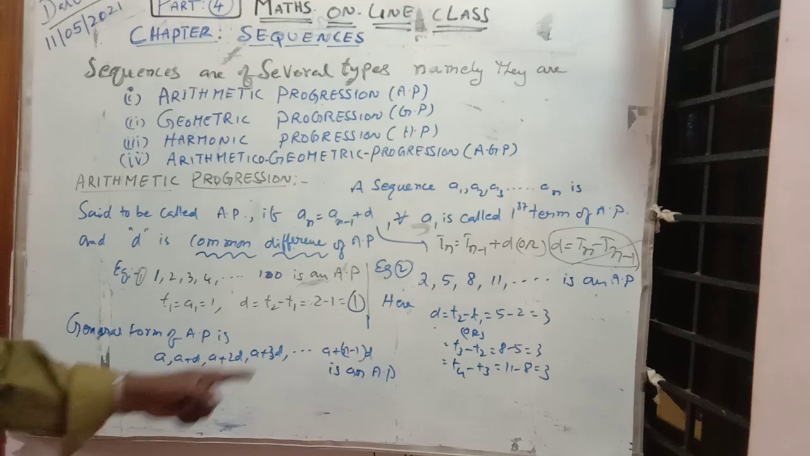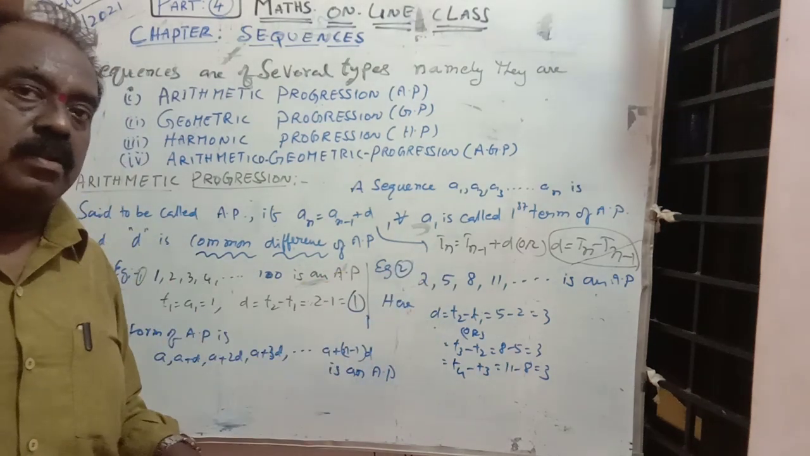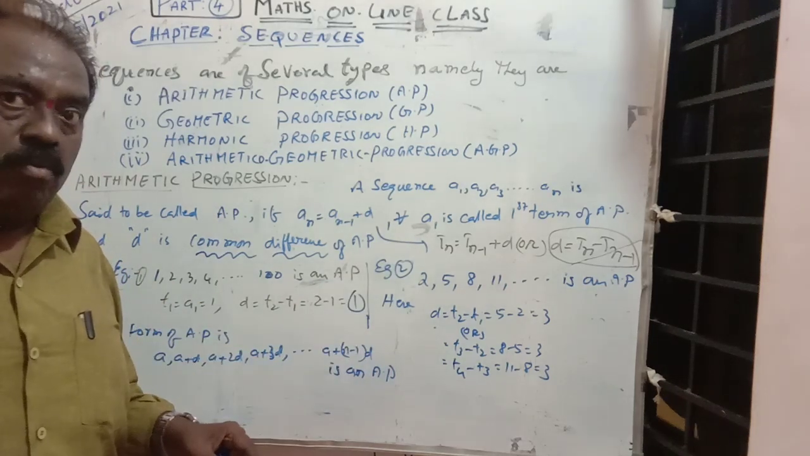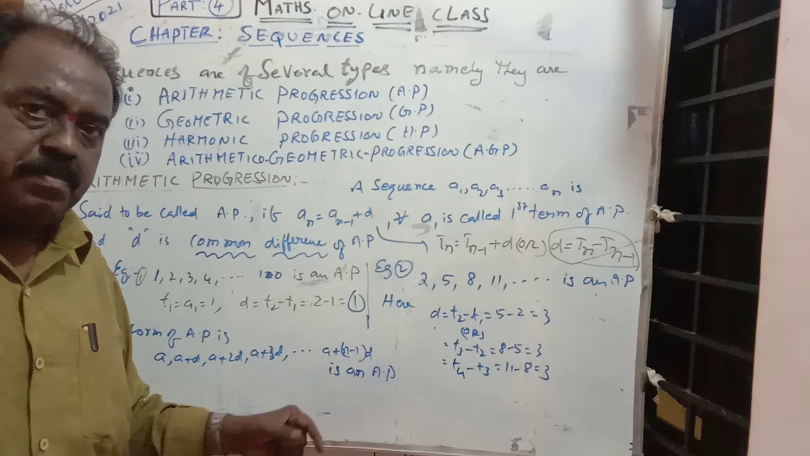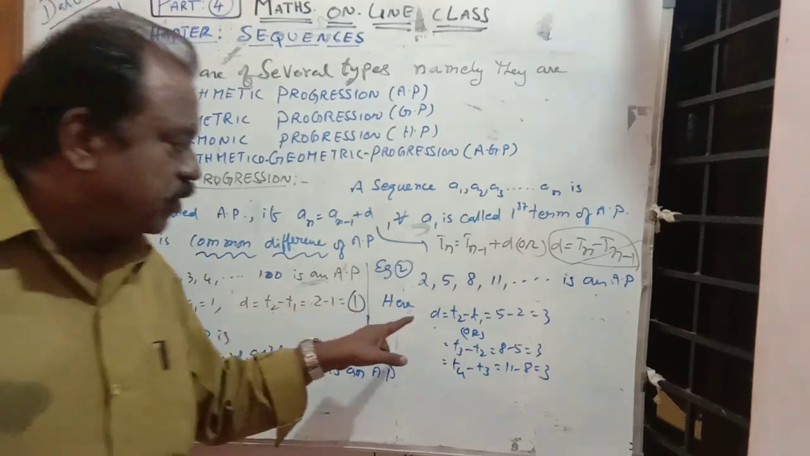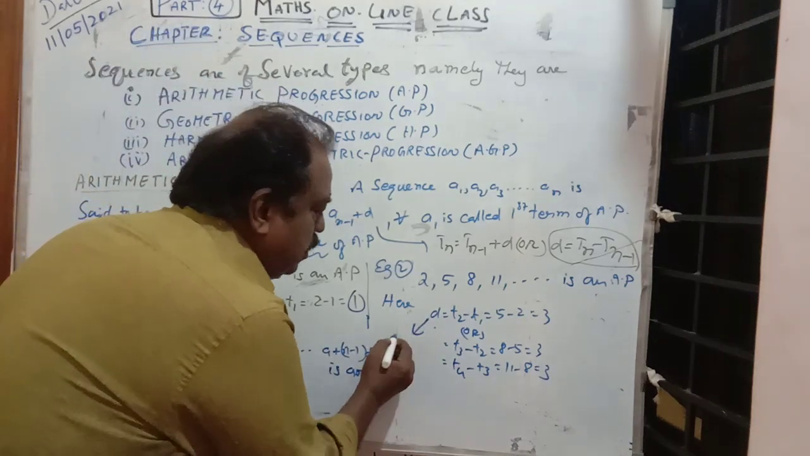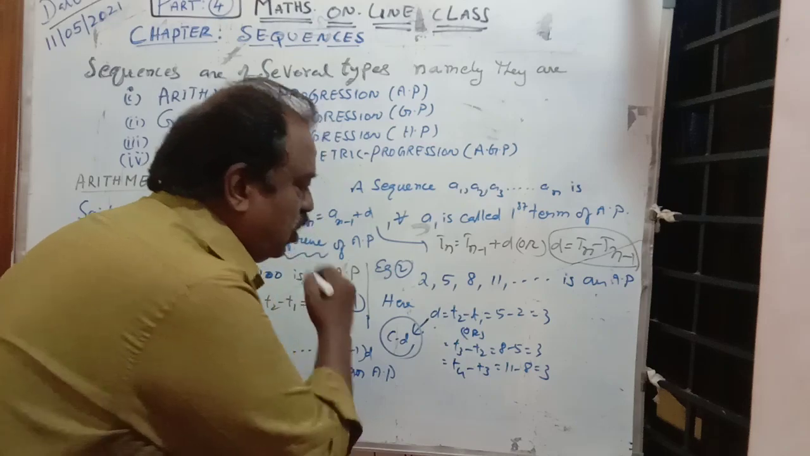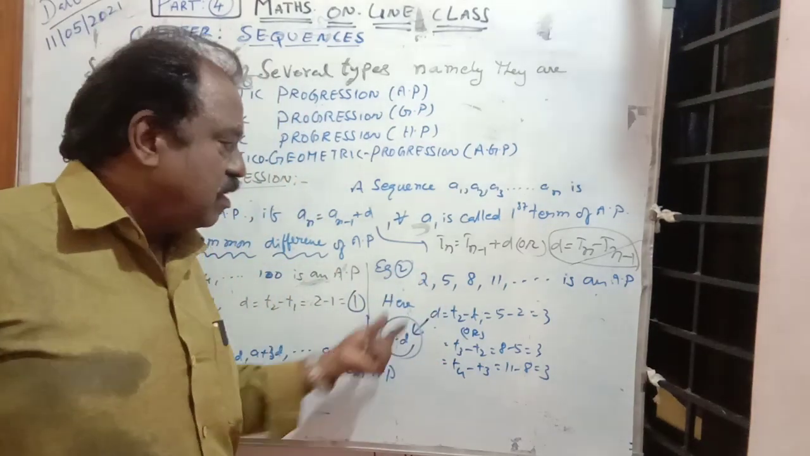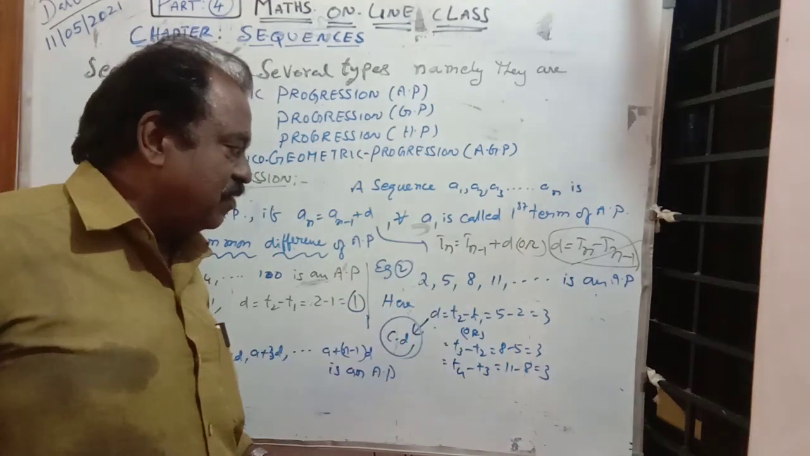Now, one more example. 2, 5, 8, 11 is also an AP. How can you find whether it is AP or GP or HP? You first find D. D is the common difference, CD. The common difference is T2 minus T1, 5 minus 2, which is 3. Or 8 minus 5.